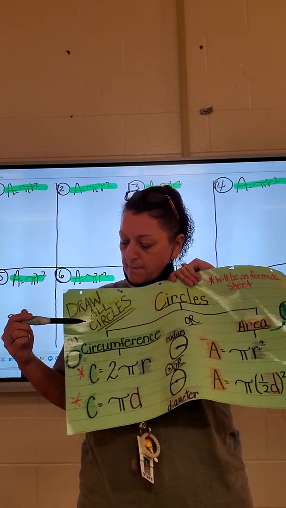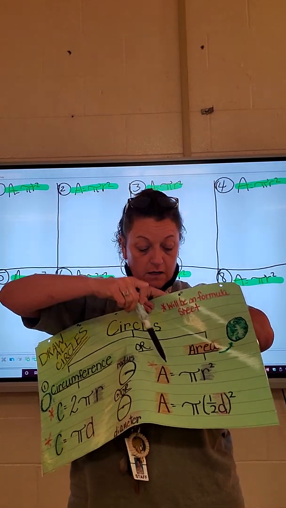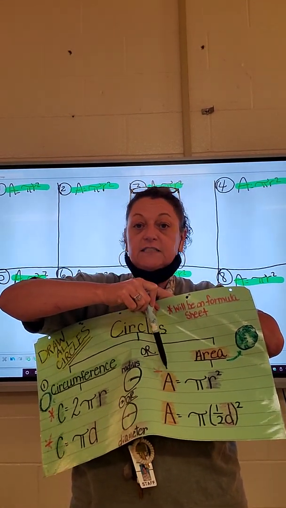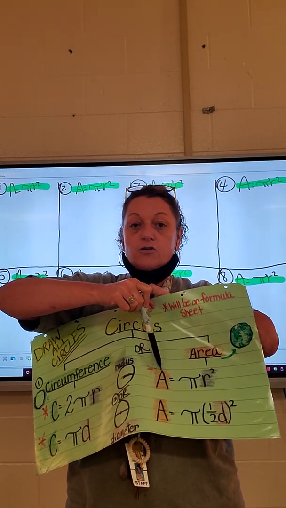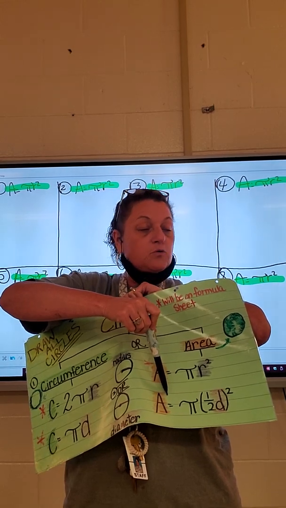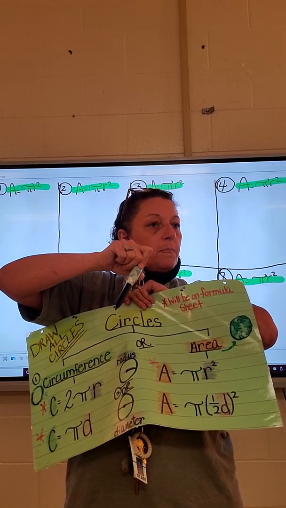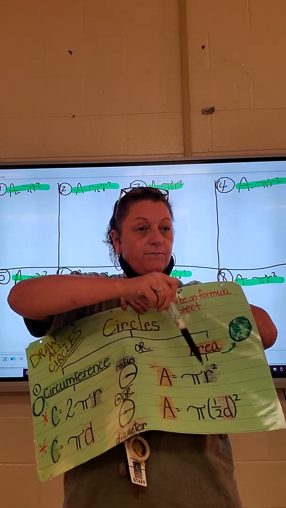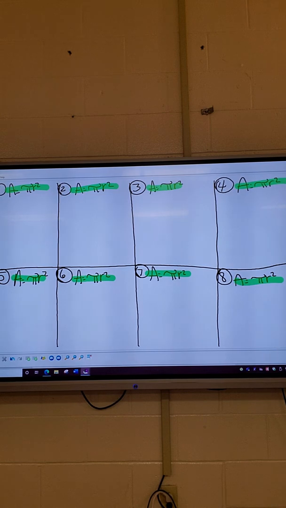And we talked yesterday about why 2 pi r works. Today, your go-to formula, the one that will be on formula sheets, is pi r squared for area. But you've also got pi times 1/2 d, and we'll use that on the back in just a minute. Right now we're using pi r squared.